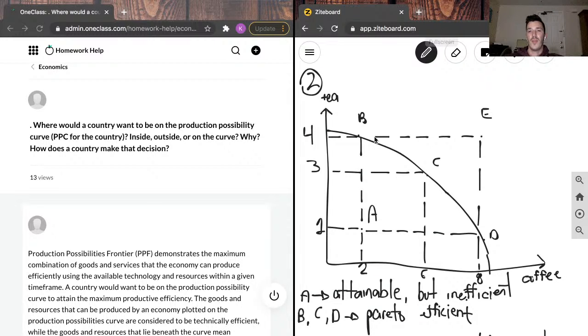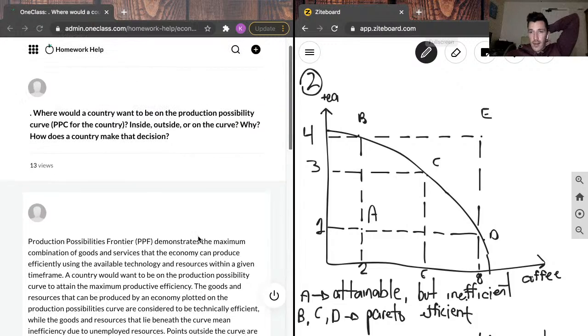Preferable to point C as well, because at C, you get 3 teas and 6 coffees, but at E, you get 4 teas and 8 coffees. So it's more in both categories. So ideally, we would be at point E or further out. But due to scarcity and constraints, the efficient amounts we can produce are characterized by the possibilities frontier, which is the bowed outward arc.